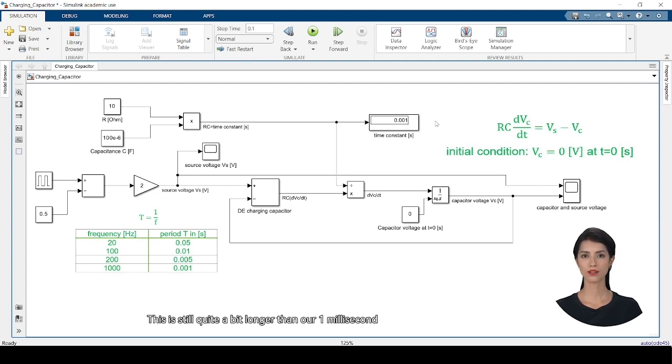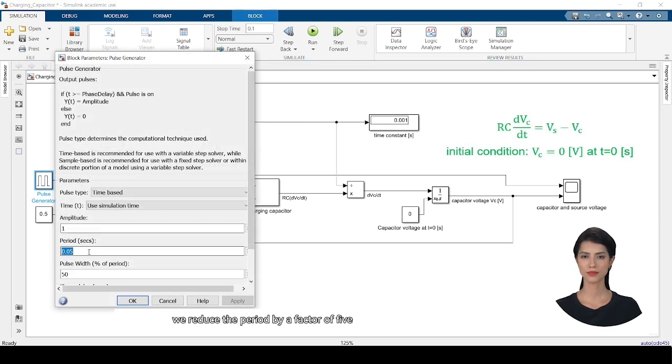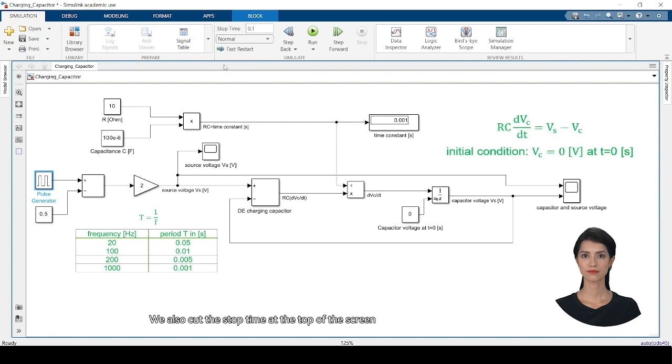This is still quite a bit longer than our 1 millisecond time constant. Let's see what happens. In the pulse generator settings, we reduce the period by a factor of 5. We also cut the stop time at the top of the screen by 5, setting it to 0.02 seconds. Now, let's run the program and check out the scope.